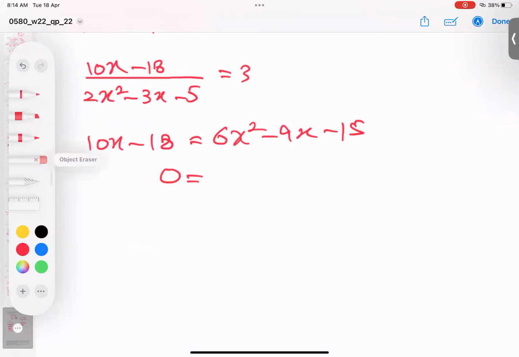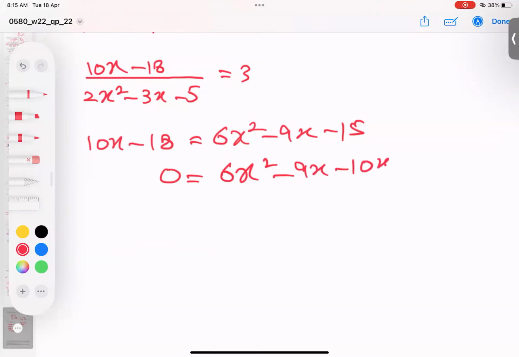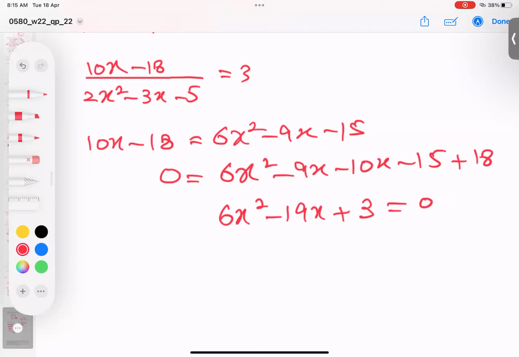And this is 6x to power 2, students. This negative 10 comes here. It becomes, negative 9x already present, negative 10x. And this negative 15 already present, but this negative 18 comes here, becomes plus 18. 6x to power 2 and negative 9, negative 10 is giving you negative 19, sorry. And solve these two, I get a plus 3. 0 writing here or 0 writing there, no issue at all.